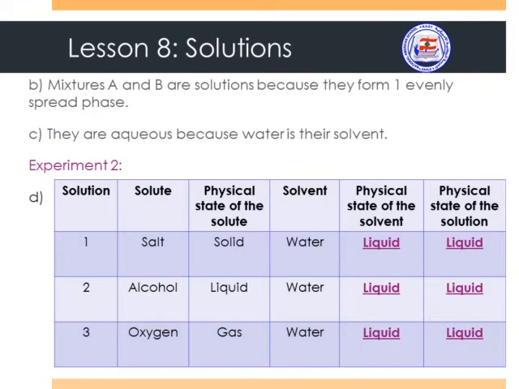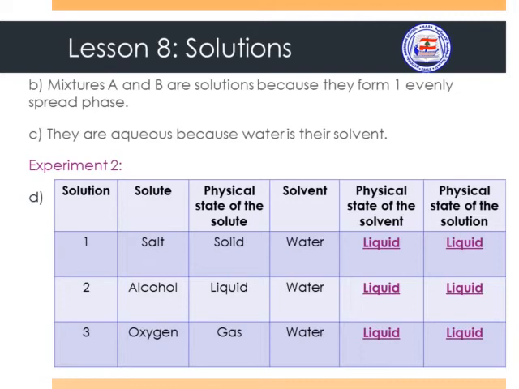Part B. Which of the above mixtures are solutions? Justify your answer. So of course mixtures A and B are solutions because they form one evenly spread phase. However, beaker C is a heterogeneous mixture, which means it's not a solution. Part C. Are these solutions aqueous or non-aqueous? So they are aqueous because water is their solvent.